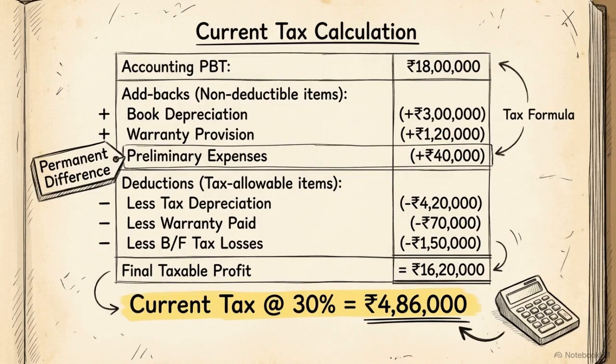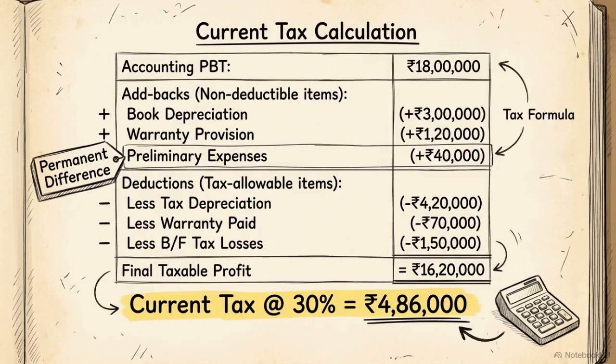This table begins with the accounting profit before tax of 18 lakh rupees and adjusts for differences between accounting standards and tax regulations. Since accounting estimates are not deductible for tax purposes, we add back the 3 lakh for book depreciation and the 1,20,000 for the warranty provision. We also add back 40,000 in preliminary expenses.